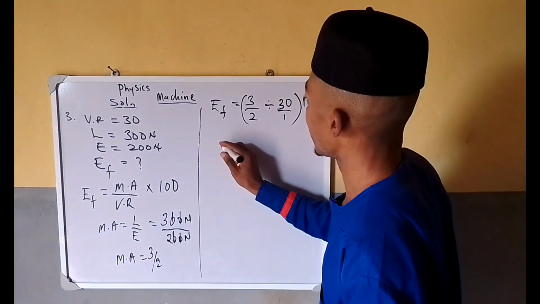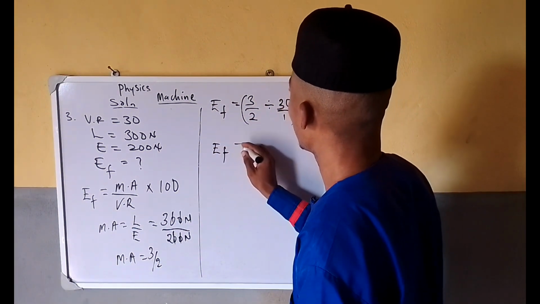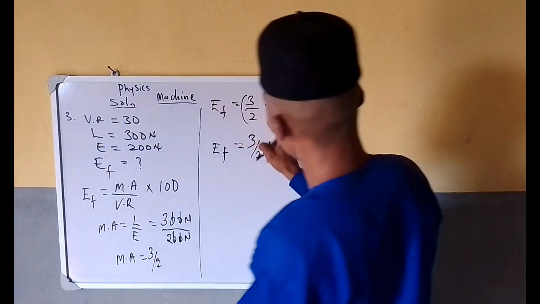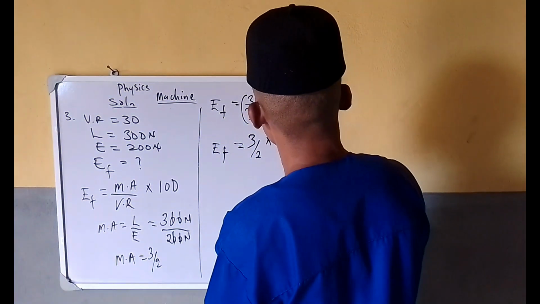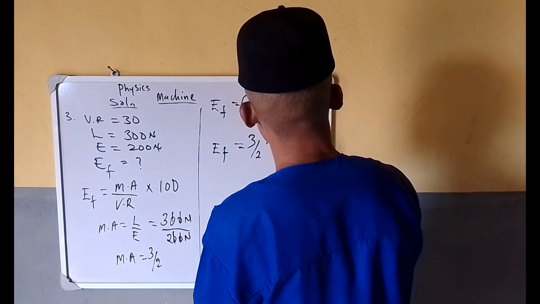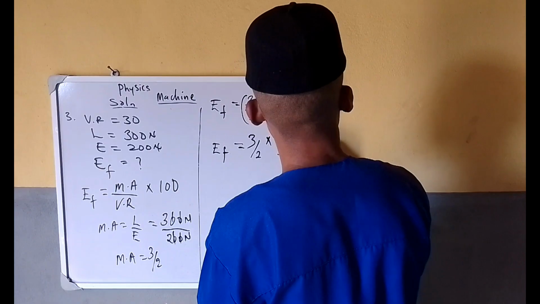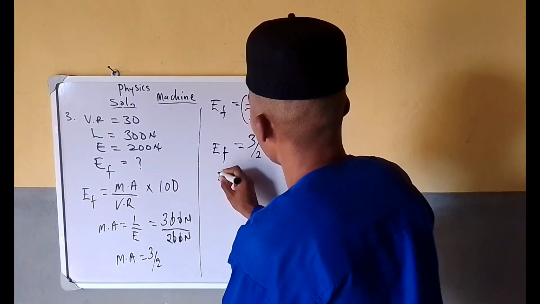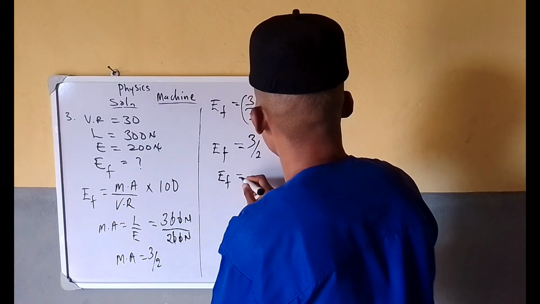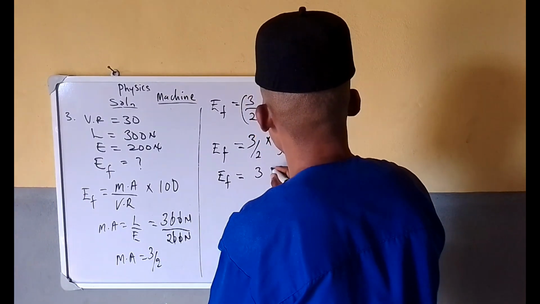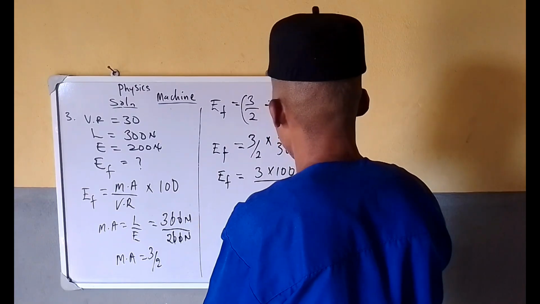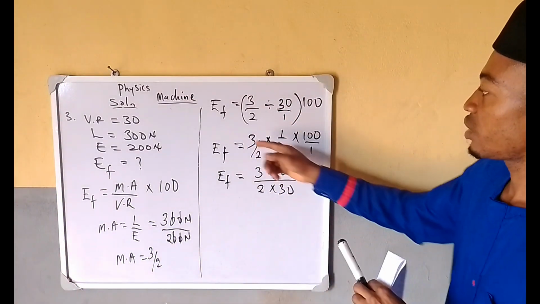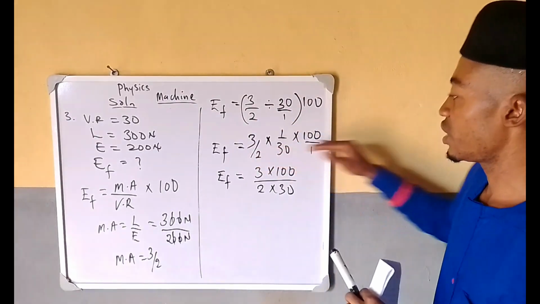So we now write that our efficiency is equal to 3 over 2, you change this division to multiplication, becomes 1 over 30 multiplied by 100 over 1. In that case, we are going to have that efficiency is equal to 3 times 100 over 2 times 30. That is, multiply the numerators and the denominators.